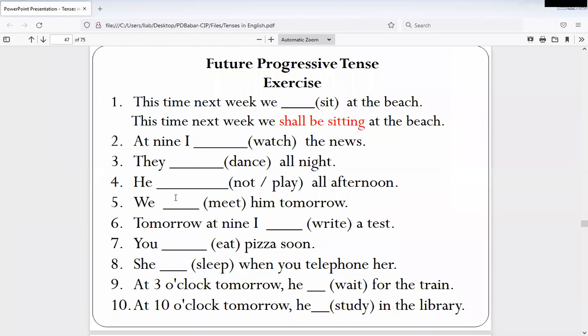So this one is the eighth one. Then ninth, at 3 o'clock tomorrow he will be waiting for the train. We will use here, or we shall use here, at 3 o'clock tomorrow he will be waiting for the train. Here we are using will be waiting. Will plus be plus V-ing.